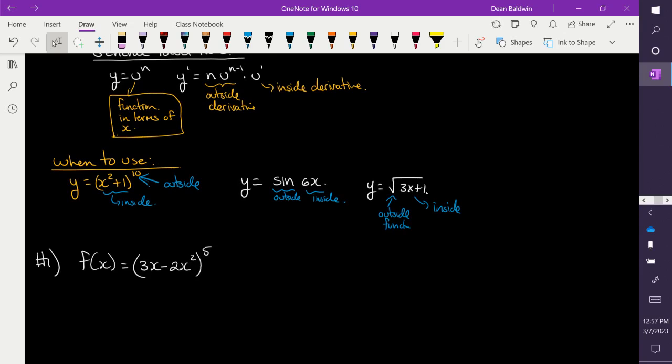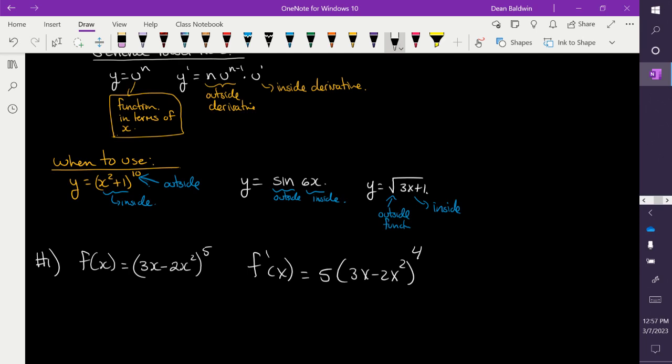So, f prime. What's the outside function? Power of 5, right? So the first thing the power rule says is that the exponent falls down in front, just like we did before. So the 5 falls down in front of 3x minus 2x squared. Then we take one away, so we have to the power of 4. That's the derivative of the outside function.